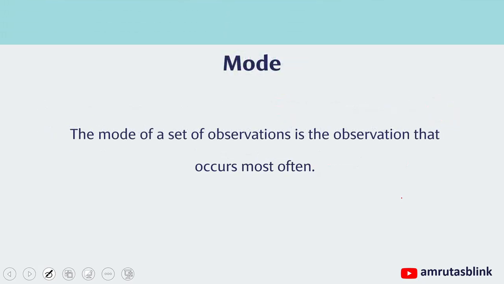Mode. The mode of a set of observations is the observation that occurs the most often. We have just seen the concept of arithmetic mean. Now the next concept is mode. Now what do you mean by mode? It is the observation which occurs most of the time. So we need to calculate all the repeated values, and the observation which occurs the highest number of times is called the mode.